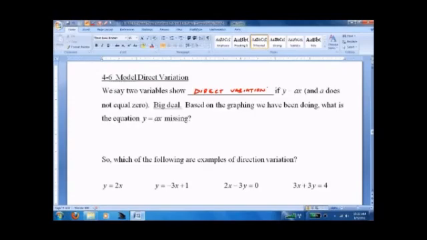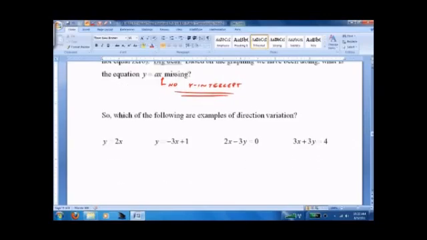So big deal. What's that mean? So far, what's this equation missing based on the graphing we've been doing? Well, there's no y-intercept. I'll give you some examples of this in a minute, but what it's saying basically is you do something and it has an immediate effect on something else. A lot of science and business has a direct variation, so we'll get to that.